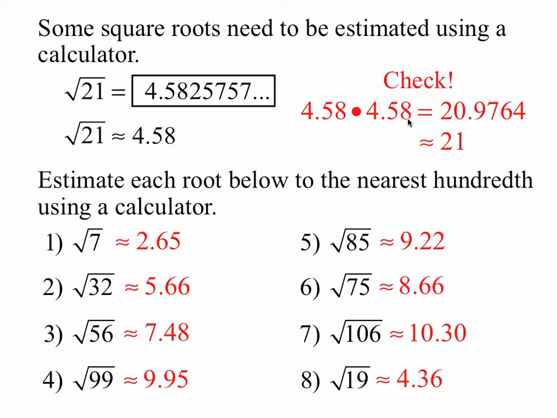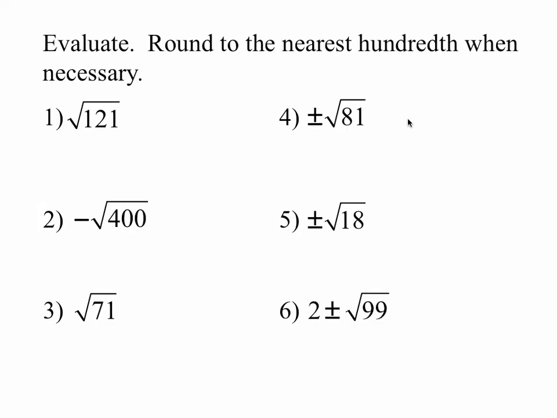All right, moving on. Now, when it says round to the nearest hundredth when necessary, well, these aren't between. We know that the square root of 121 is 11. And number 2 would be -20.